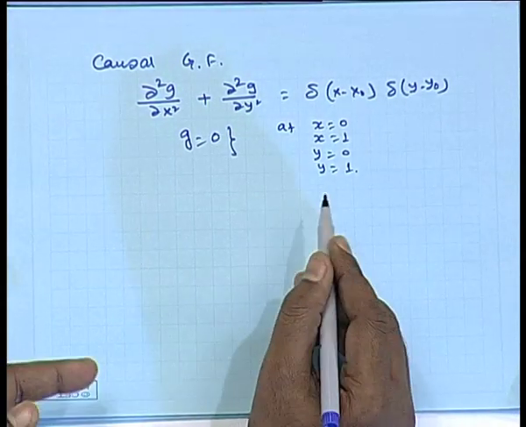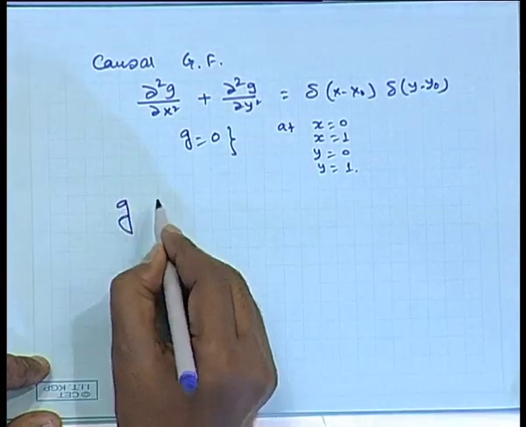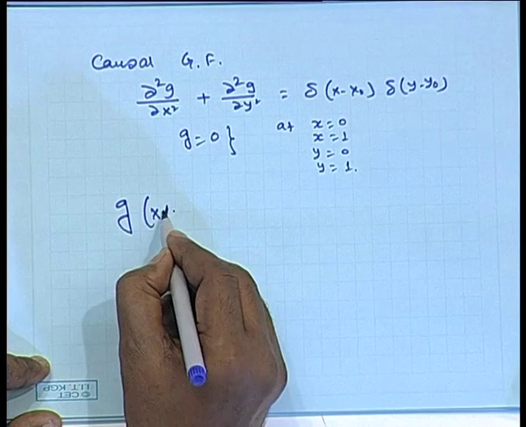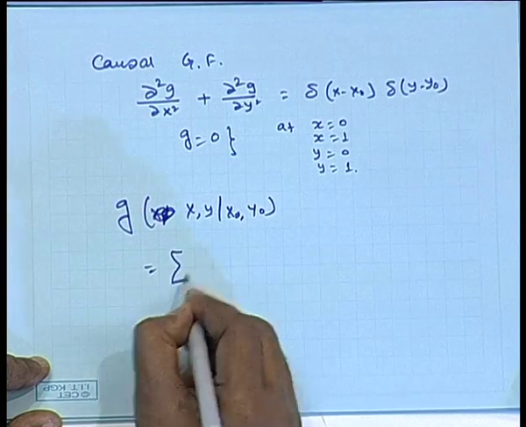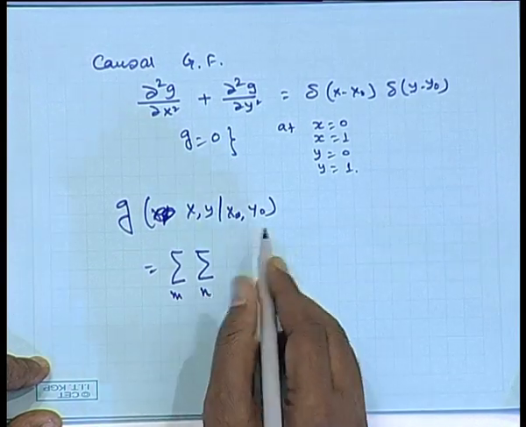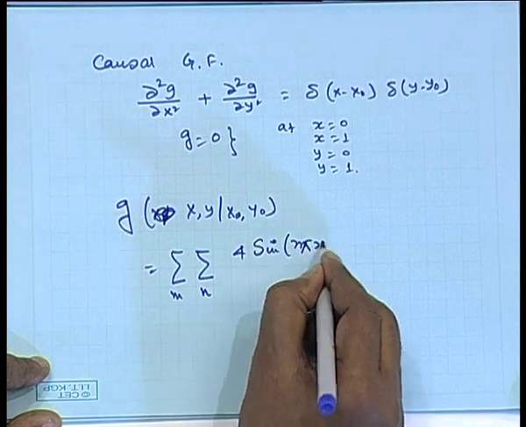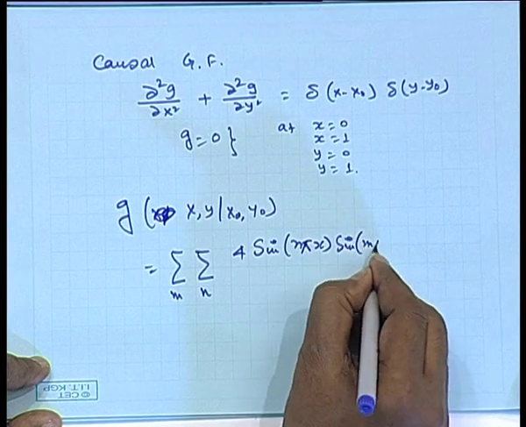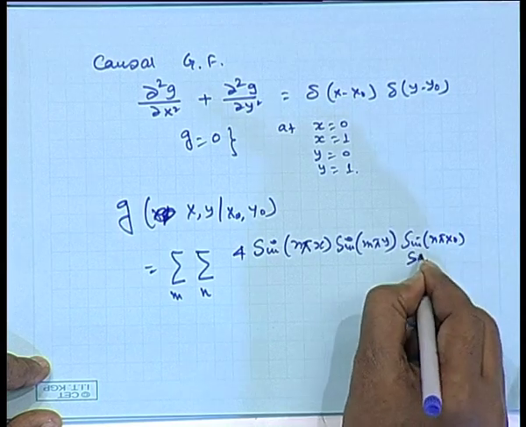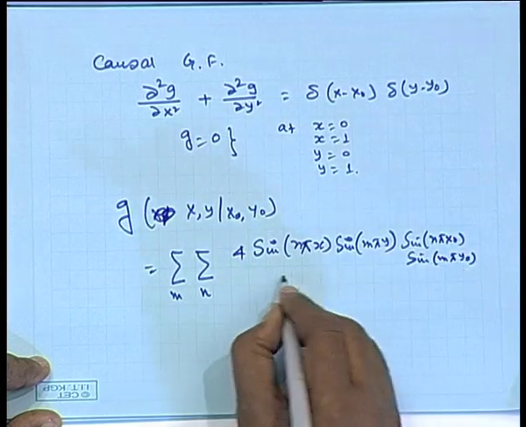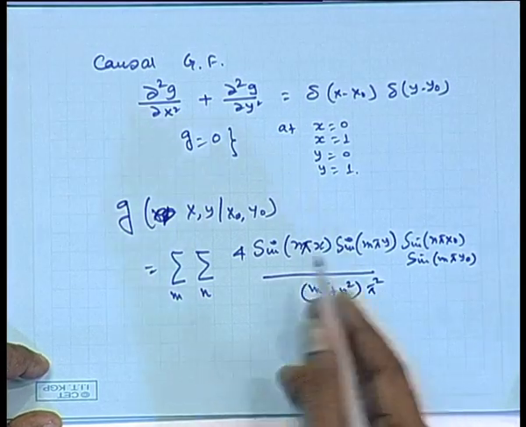And we have already solved this problem for g by using full eigenfunction expansion. What is the expression? G of x comma y, x naught, y naught is nothing but summation over m, summation over n, 4 sin n pi x sin m pi y sin n pi x naught sin m pi y naught divided by m square plus n square pi square, that we have already found out.